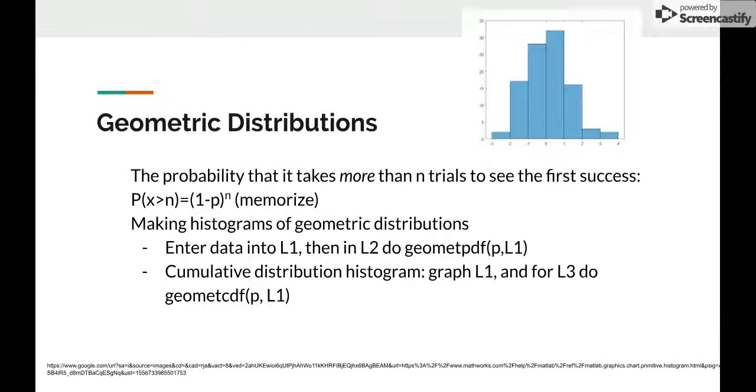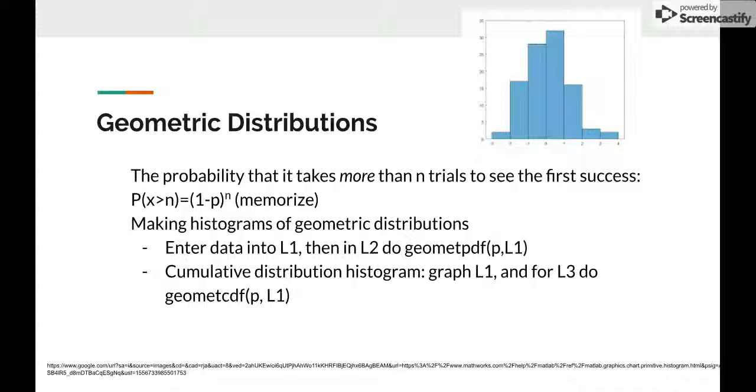So like I said, the probability that it takes more than n trials to see the first success is going to be (1 minus p) raised to the k, or the n in this case. Like binomial distributions, you can make histograms of geometric distributions. So you would enter the data in L1, then in L2, geometric PDF. So essentially everything for geometric distributions and binomial distributions is the same except for the condition, and you're going to use the geometric function instead of the binomial function.